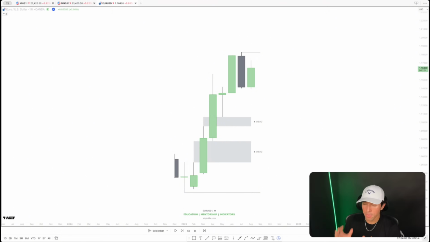We have a bullish bias right here, straight off the bat on the monthly. We have that monthly breakaway gap down there. We don't expect it to get filled or retraced into. So we could already have this expectation that we want to continue pushing higher.